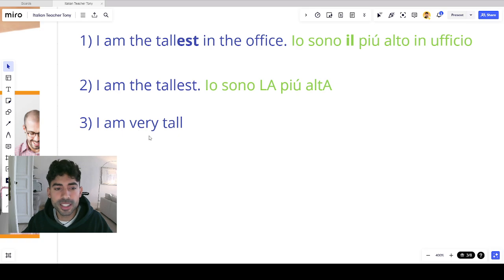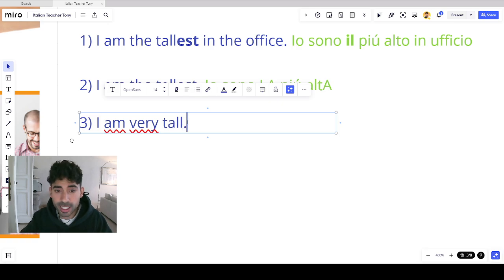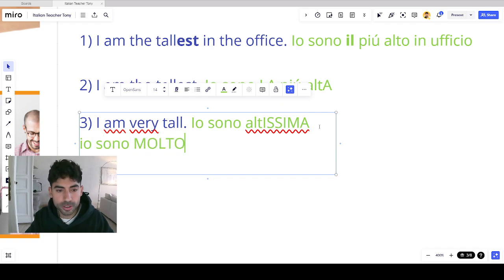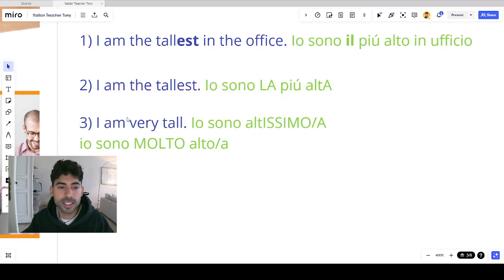The last example is "I am very tall." This is still a superlativo relativo, and as we saw earlier in Italian, we have two types of translations. One is io sono, you take the adjective and then you add issimo. Io sono altissimo if you're a man, or altissima if you're a woman. Or you can also say io sono molto alto or alta, depending if it's a man or a woman. So both constructions translate to "I am very tall."